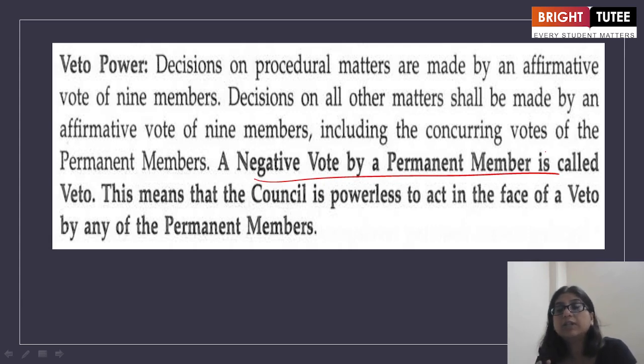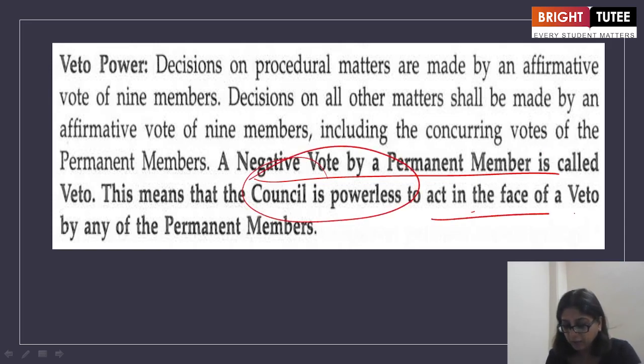This means the council is powerless to act in the face of a veto by any of the permanent members. In case one is not okay with that, that decision would not be taken, and the others also have to act on the same thing. At that time, the whole council is powerless. Only this veto power will work, and the permanent members have this veto power.